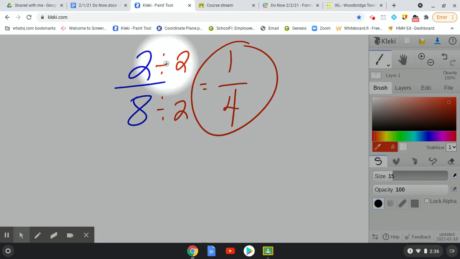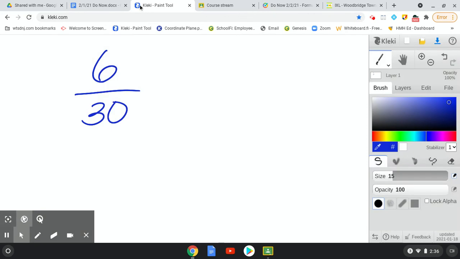Now here, I got to the simplified answer right away just by dividing once. Sometimes, depending on what number you're dividing by, it might take you a few times of simplifying down. So let's do another one. So this is a good example. So 6/30. Well, again, I know that 6 and 30 are both even. I know I can divide by 2. So let's go and divide by 2. Whatever we do to the numerator, we do to the denominator.